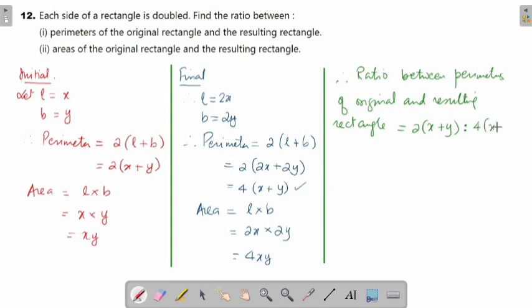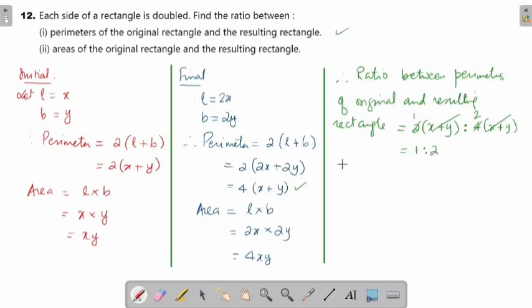So we have 4 into x plus y. So here x plus y and x plus y get cancelled. Similarly, we have 2 ones are 2, 2 2s are 4, right? So that means your answer turns out to be 1:2. So your first answer is done.